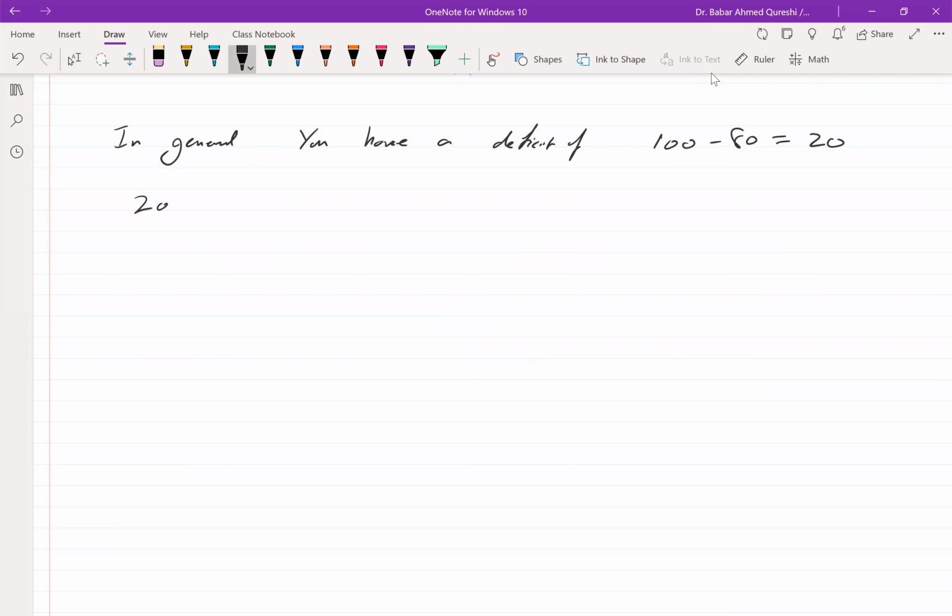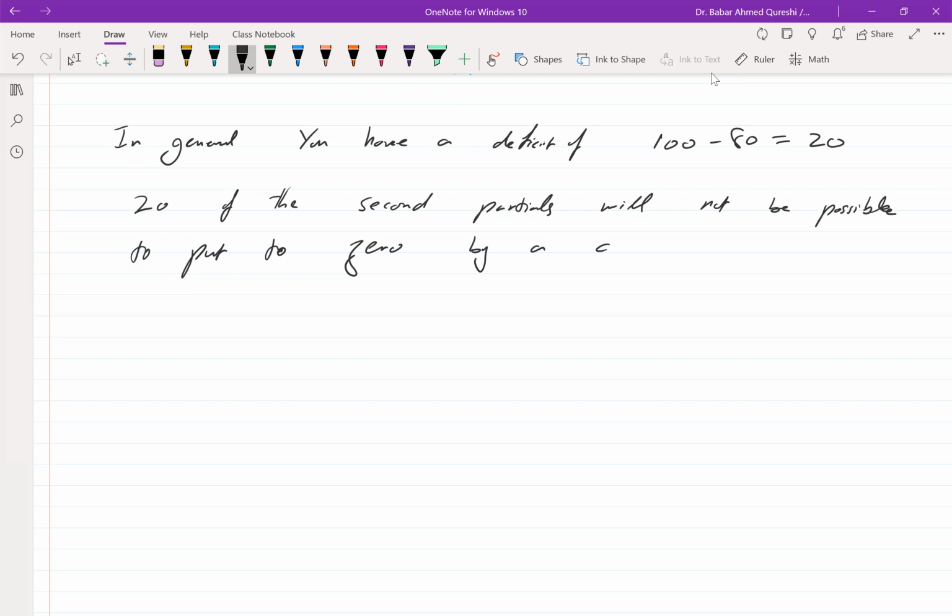So 20 of the second partials, a 20-dimensional subspace in the second partials, will not be possible to put to 0. Just wait a second, Asha, I'll get to you. Will not be possible to put to 0 by a change of coordinates. Even at the point P where your G had gone to eta and your first partial had gone to 0.